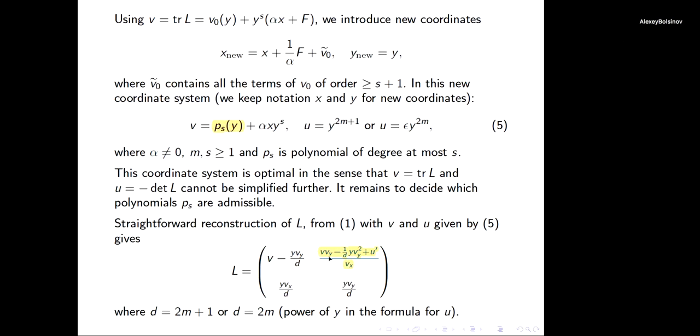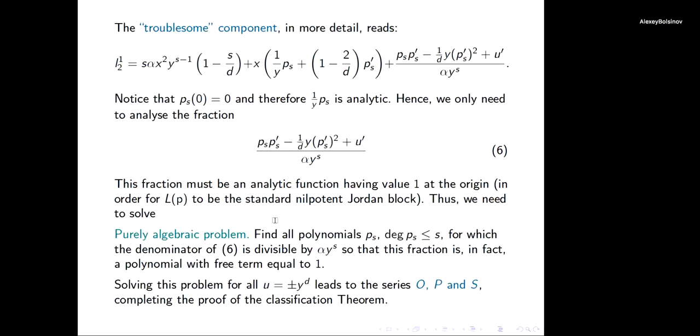Let us compute this component L1,2 and see what it looks like. Here is the more explicit formula for this component. Again, it is not very important for us at the moment to understand what it is. Everything depends on this polynomial PS. You will see that this formula gives you a real analytic function if and only if this fraction, which is a little bit simpler than the one given by this formula, is divisible. Still, it is somewhat non-trivial.